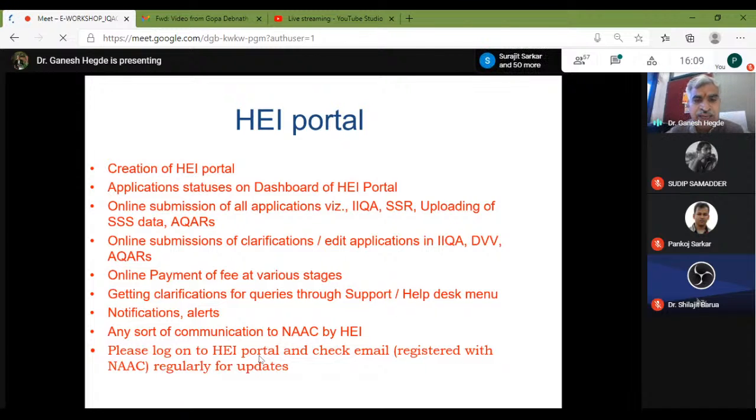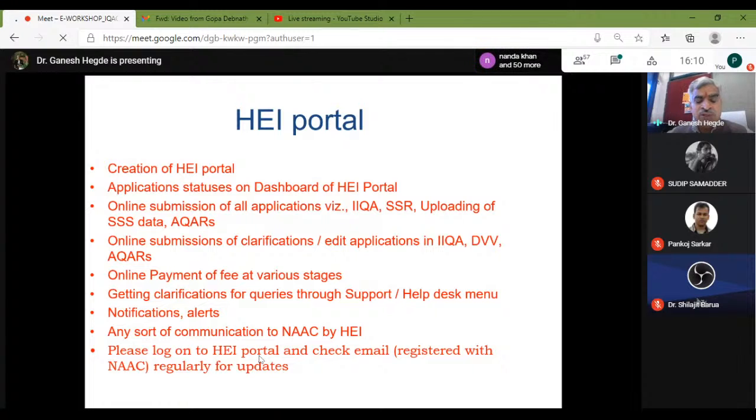Once you apply to the NAAC, every day you have to open your dashboard. Online submission of all applications will be on the portal: IIQA, SSR, uploading the student satisfaction survey, annual quality assurance report, all things will be there online. Online submission of clarifications and editing of applications will be available online only. Online payment also will be done. There is no need to send a DD or a cheque to the NAAC. Only online payment should be done.